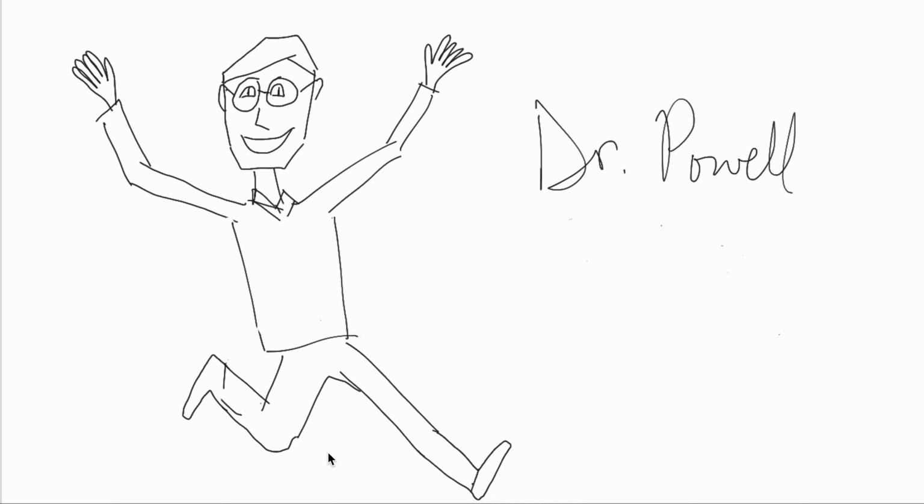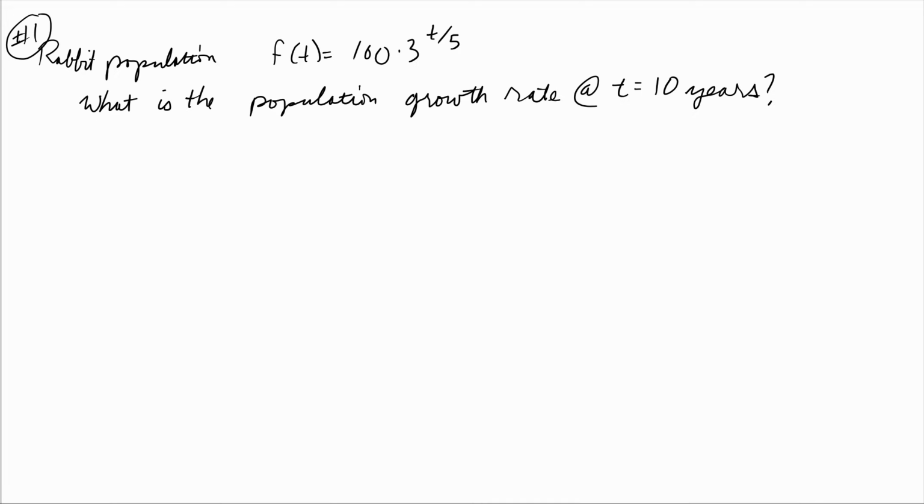Let's take a look at two practice problems that deal with just using a derivative of a function to answer a simple question. So suppose that we have a rabbit population, which is modeled by the following function. The output tells us how many rabbits there are at a particular year, where t is going to be measured in years.